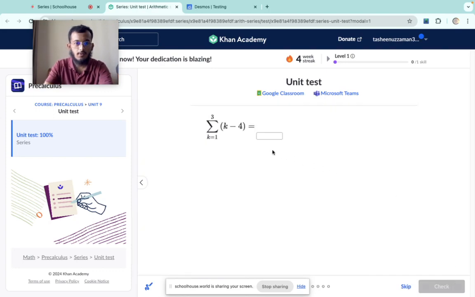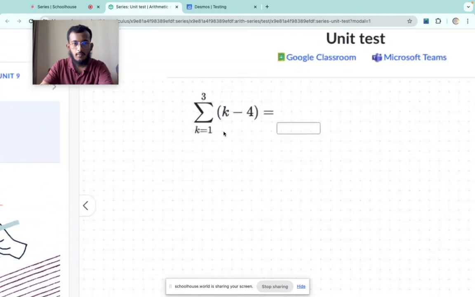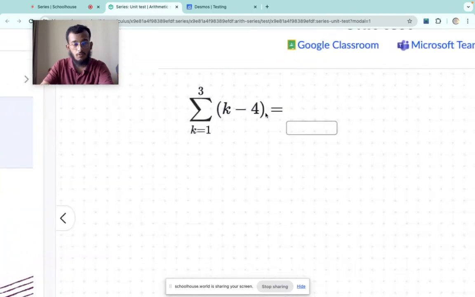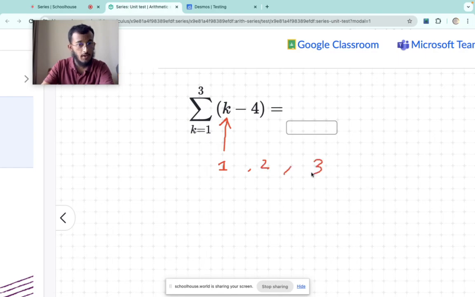Okay, so for the first question, they want me to find the summation of k minus 4 from k equals 1 to k equals 3, which means I have to plug in values for k from 1, and then 2, and then 3.